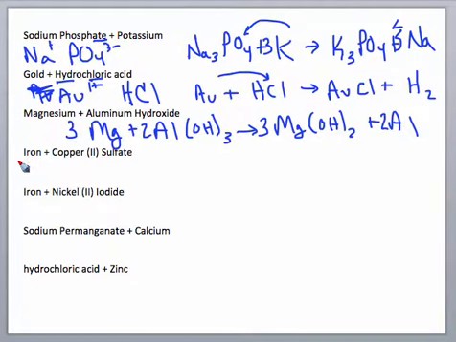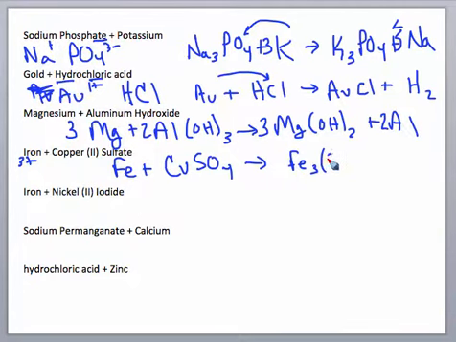Iron, let's assume iron is 3 plus here. So we have iron plus copper 2 sulfate. Copper is 2 plus, sulfate 2 minus. Since iron is 3 plus, we said, and again, I would have to tell you that. And then copper is on its own, so let's balance 3, 3, and 3. Move on to the next one.